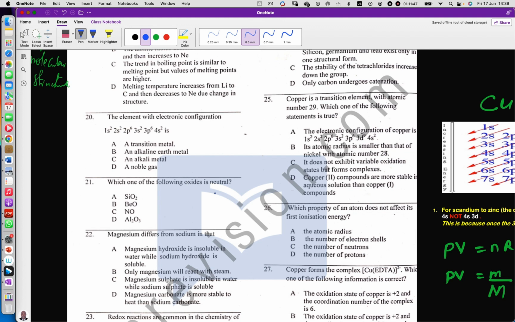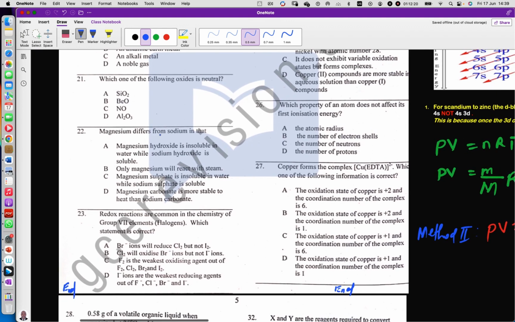B, an alkaline earth metal. Of course, this is an s-block element. The last electron is in the s orbital, and an s-block element has 2 electrons in the outer shell. S-block elements are metals, and with 2 electrons, it belongs to group 2 of the periodic table, which means it's an alkaline earth metal. So there's no need going further. We say question number 20 is B.